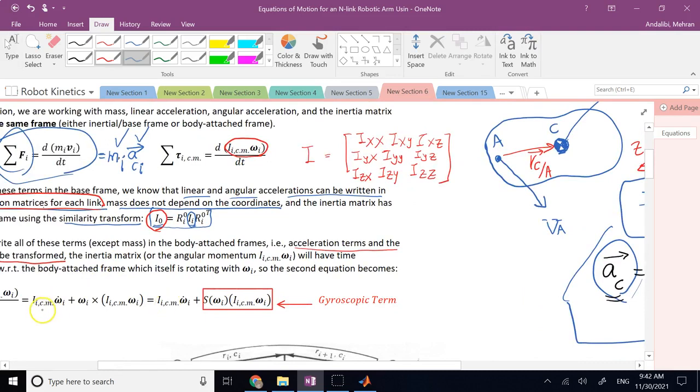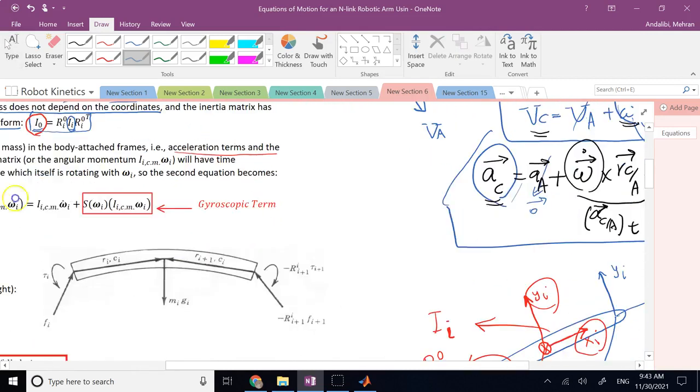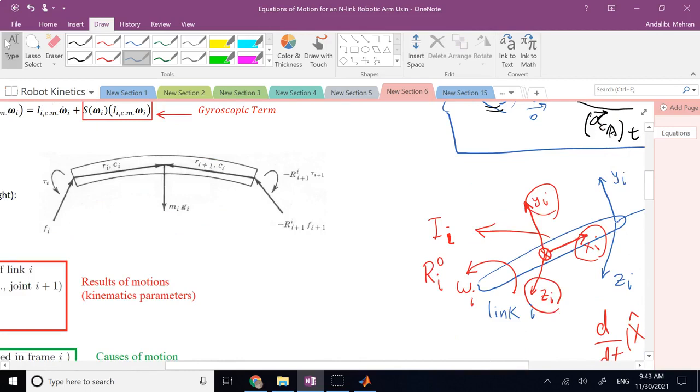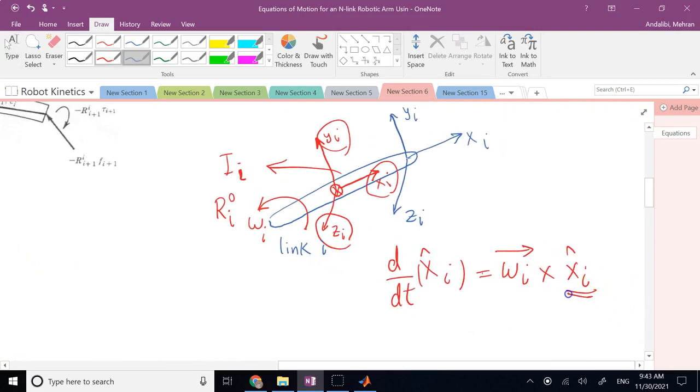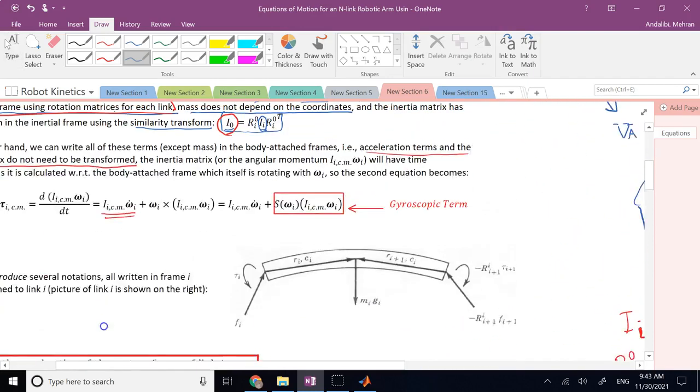One is this guy here, which comes from the fact that omega does change with respect to time. You can have alpha. And the other one is because this whole entity, which we call angular momentum or h, this h is on a frame that is rotating with omega. So time derivative of that h is going to be omega cross h. So instead of this, you can replace it with h, and remember h is I times omega. Okay, so that's another term that you have, and that is what you can see here.